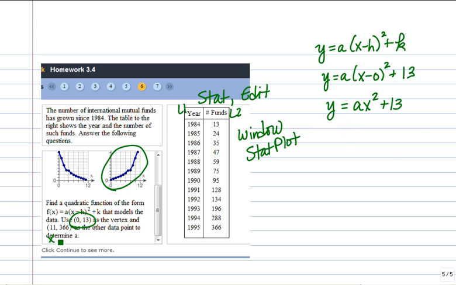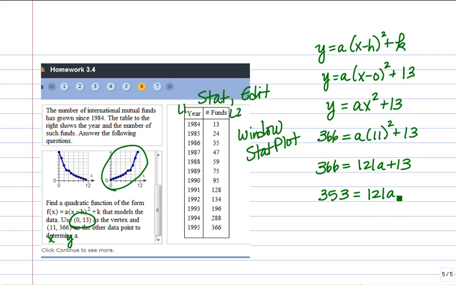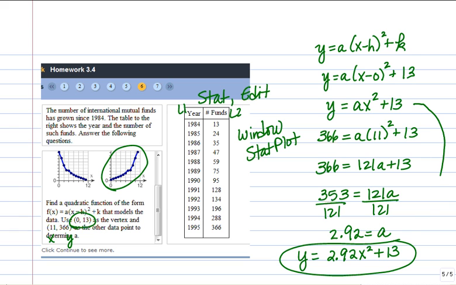So the x and y value they told me to use was here. So x is 11 and y is 366. So we would get 366 is equal to 11 squared, which is 121a, plus 13. So now we can subtract 13 from both sides to give us 353 is equal to 121a. And now divide by 121. And so we get roughly 2.92 is the value of a. So the quadratic function that models this would be y is equal to 2.92x squared plus 13. Okay, so I went back to plug in the value of a here.